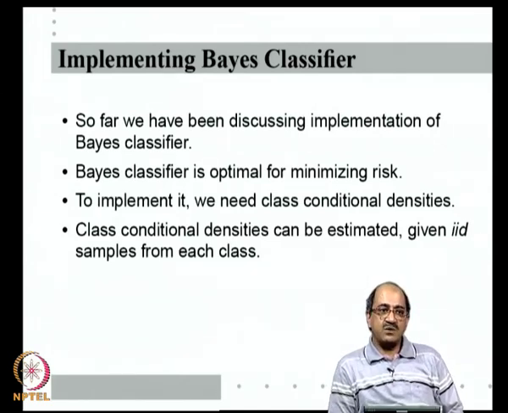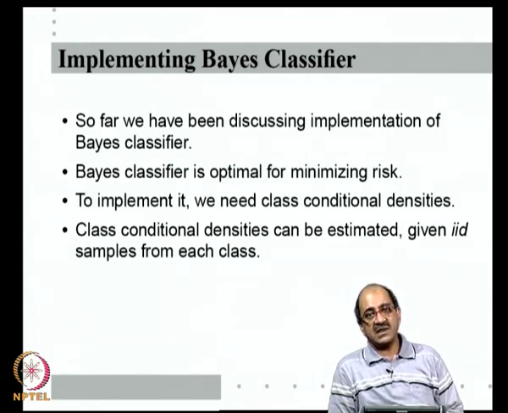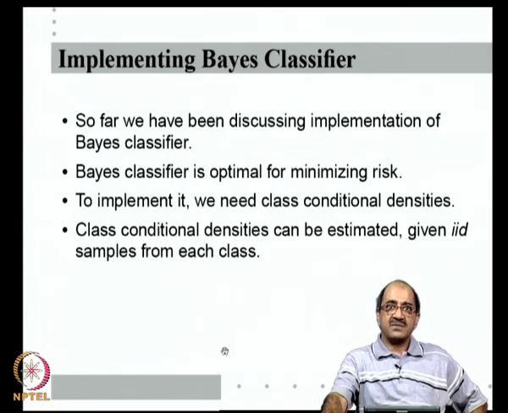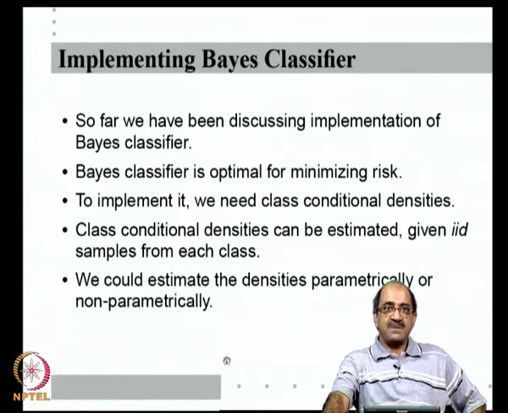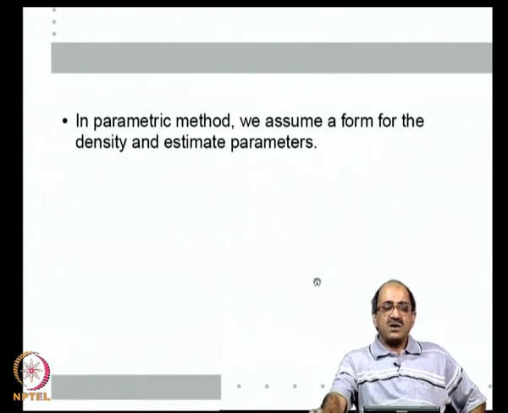So, now the problem reduces to: given some density f which is unknown, but I have an IID sample from the density, can I estimate the density. So, given the density estimates we can implement the Bayes classifier, and as we said we can estimate densities either parametrically or non-parametrically. So, we have looked at both methods.